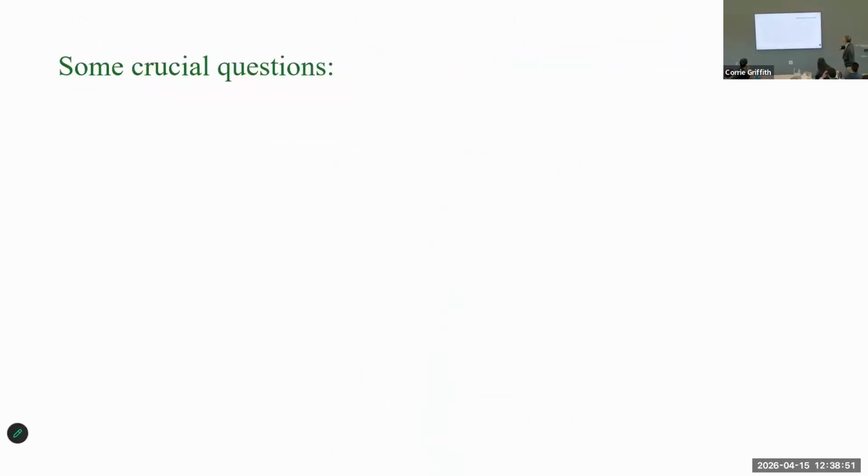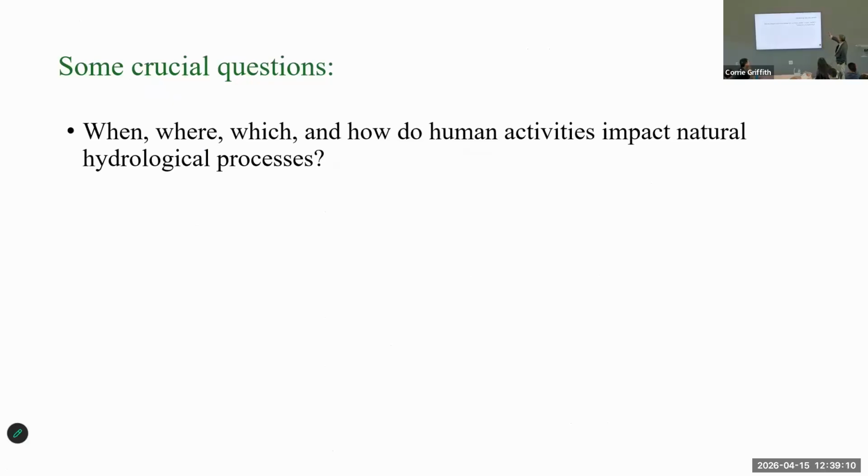All right. So now, based on this representation, calibration, and testing, we ask ourselves some crucial, important research questions. The first is: when, where, which, and how do human activities impact natural hydrological processes?